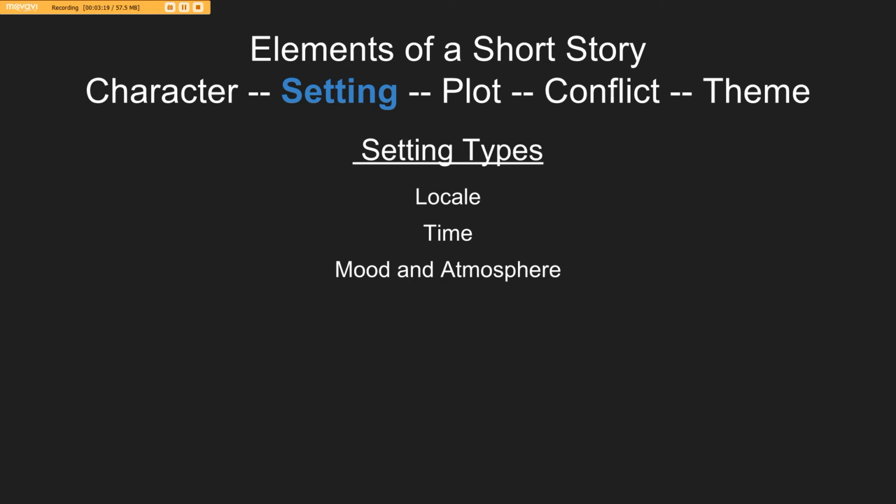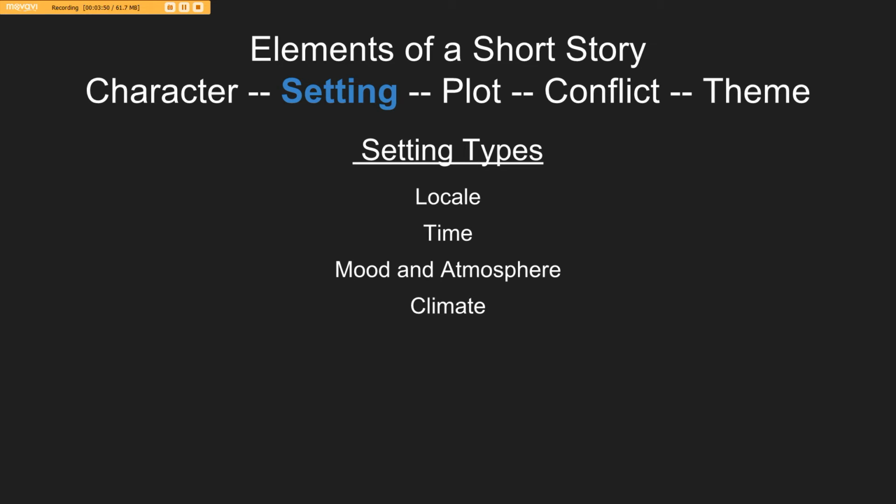Mood and atmosphere. Depending on the type of short story you're reading or trying to write, the mood and atmosphere is really important for determining what the story is supposed to be about. Is it supposed to be tense? Is it supposed to be suspenseful? Is it supposed to be hopeful? Is it supposed to be dramatic? What type of mood is it?